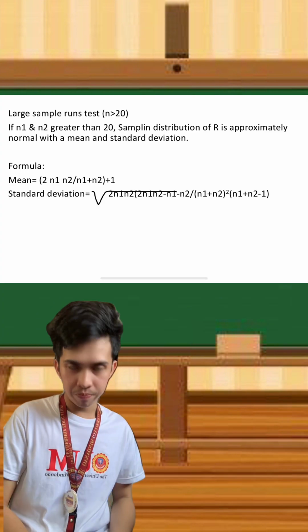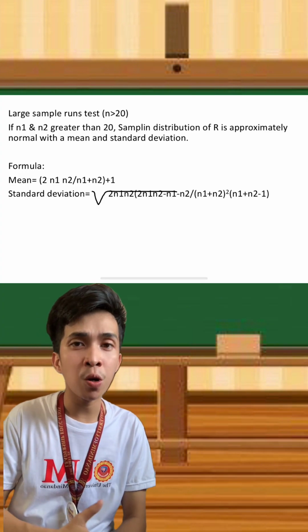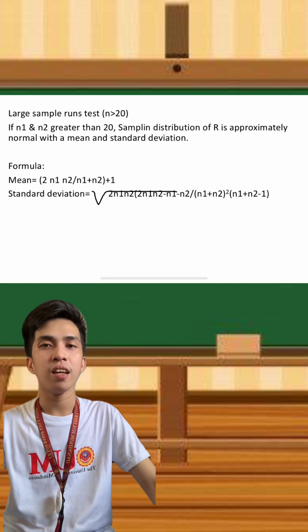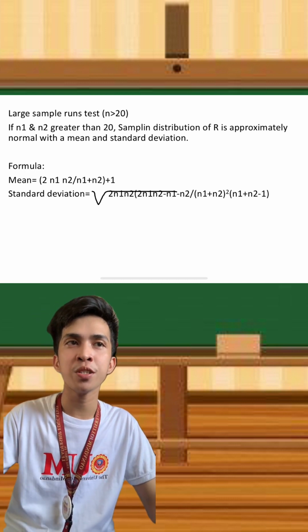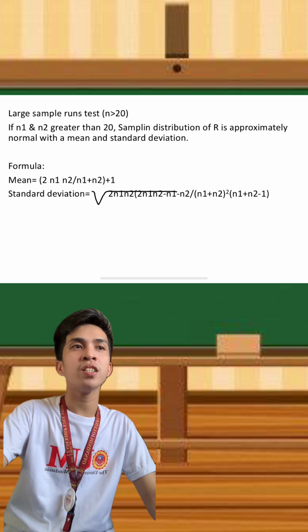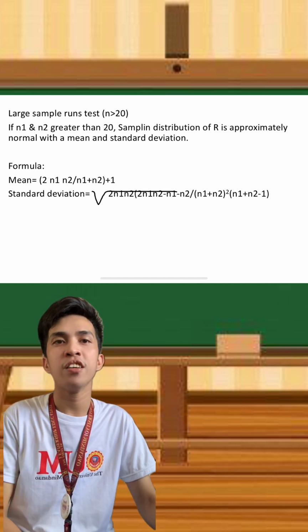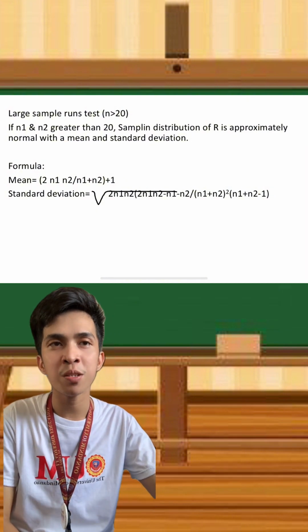Now, we also have here the large sample runs test examples. So if N1 and N2 are greater than 20, the sampling distribution of R is approximately normal with a mean and standard deviation. Here are our formulas.